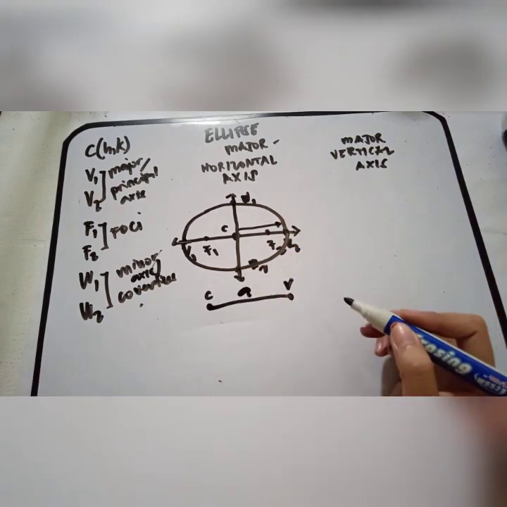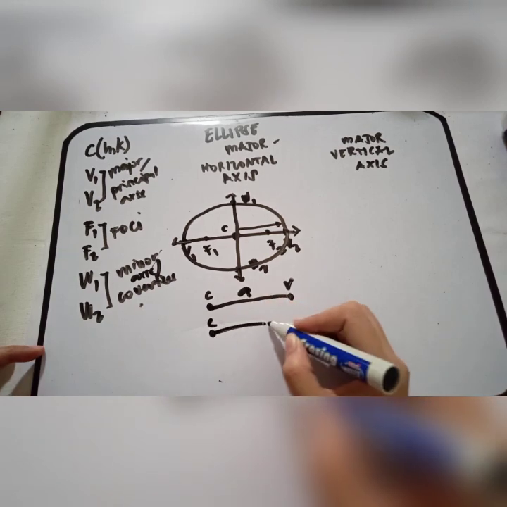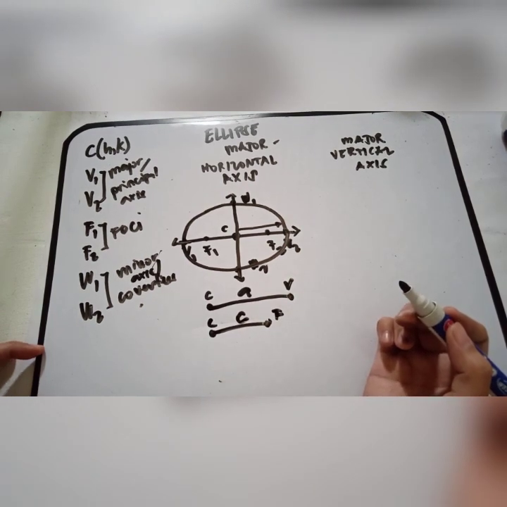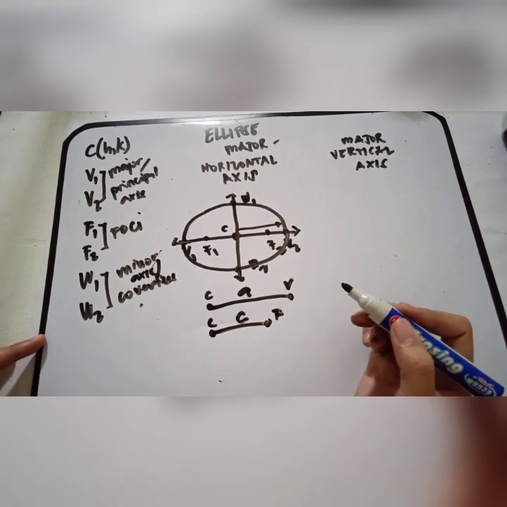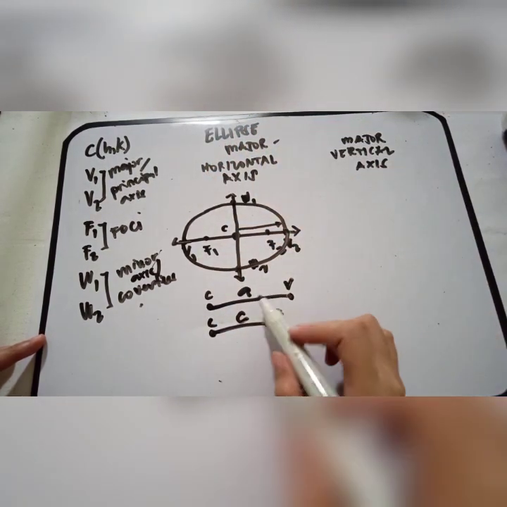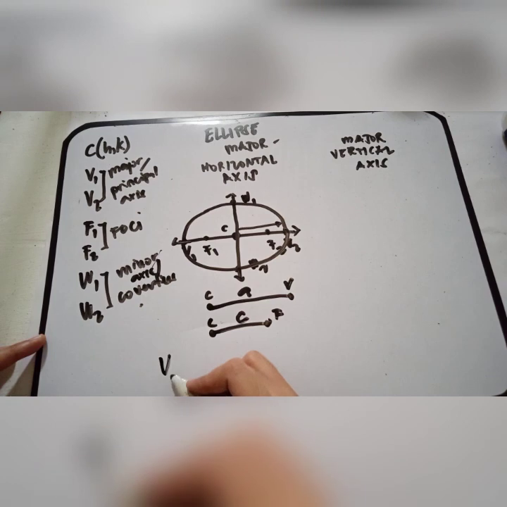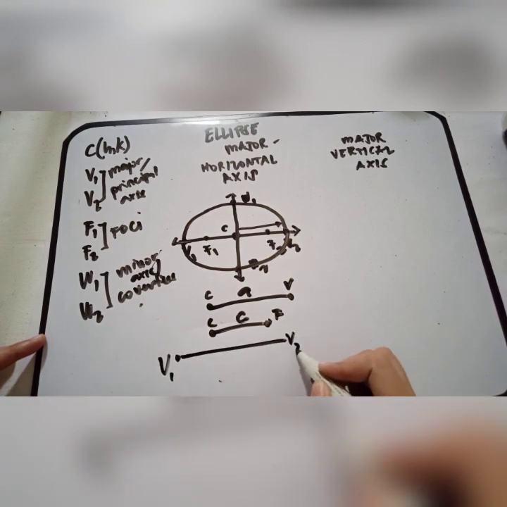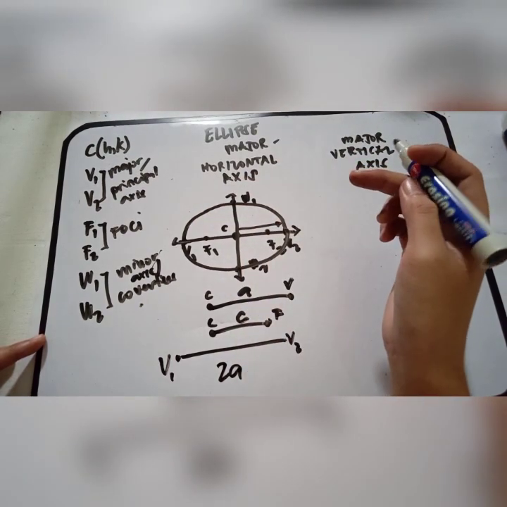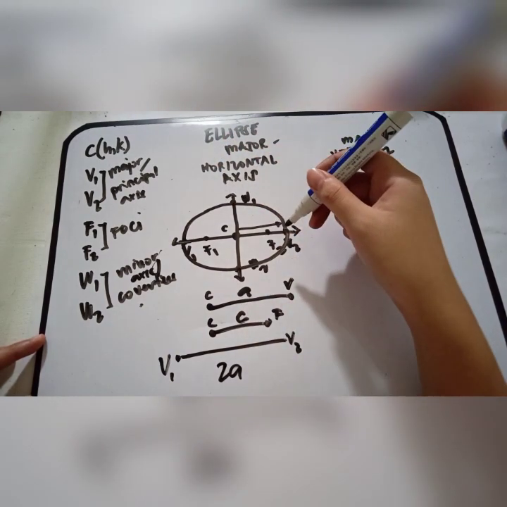Okay? Remember this one, from the center to the vertex, it's called A. Okay? From the center to the focus, it's called C. So it means that the length of the vertex 1 and vertex 2 is 2a, because this from the center to the vertex is A, so V1 to V2 is 2a. So a plus a is equals to 2a. So it means that the length of the major axis is always 2a.